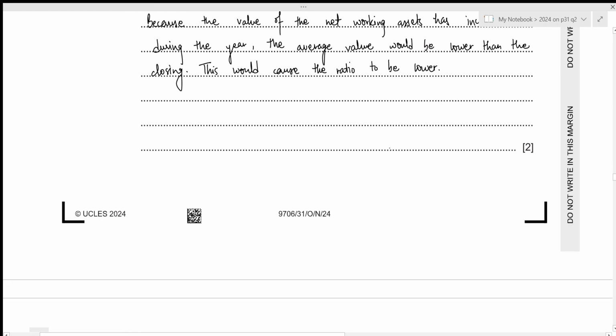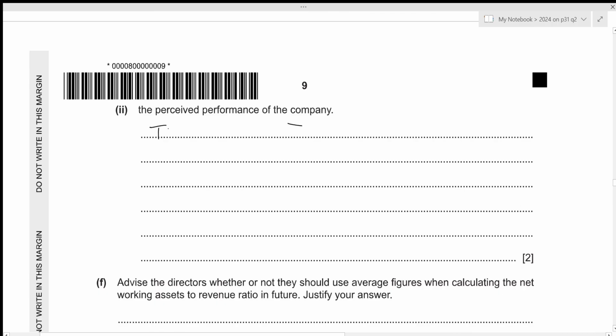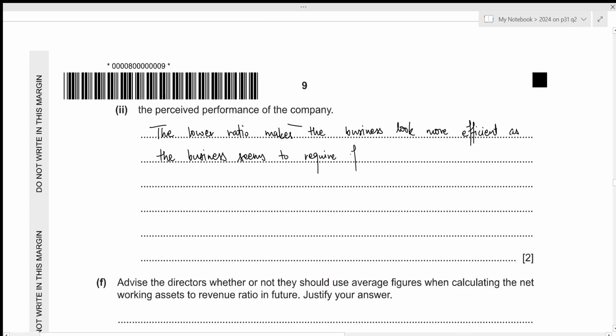Let's write it down. The lower ratio makes the business look more efficient, as the business seems to require fewer net working assets to generate the same amount of revenue.